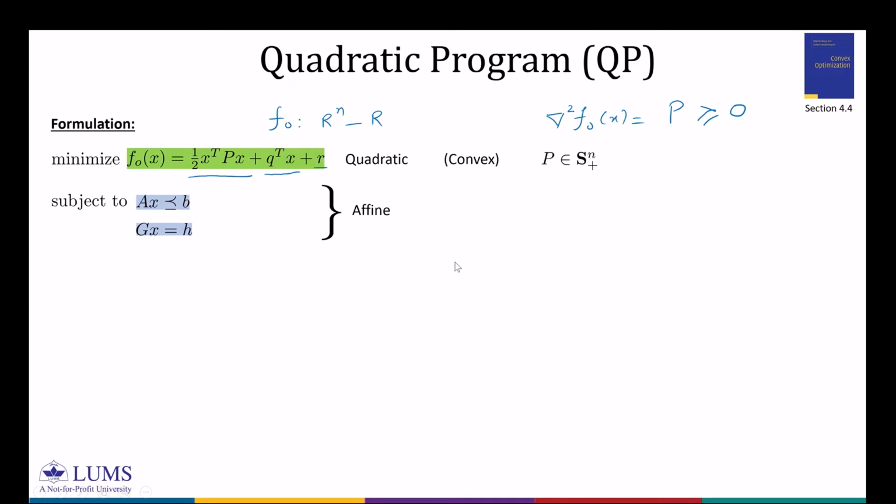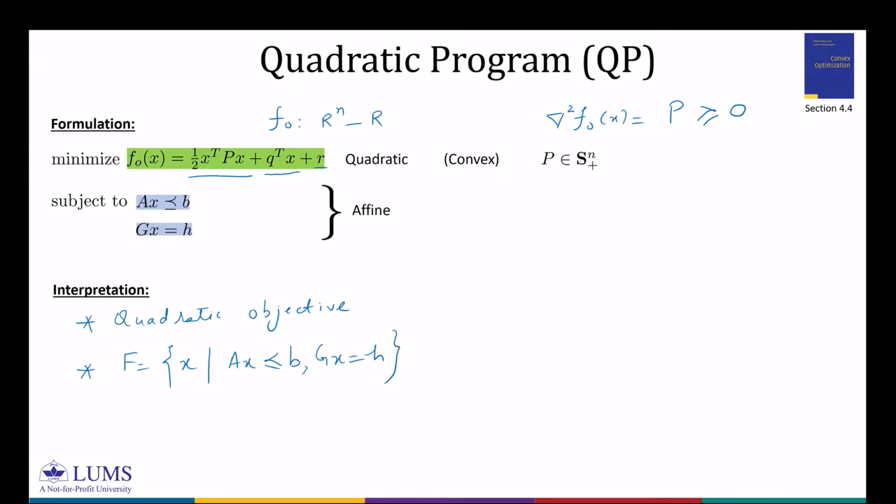Let's look at the interpretation of a quadratic program. So we want to minimize a quadratic objective function over a feasible set. What's the feasible set here? So the feasible set here is x such that Ax is less than or equal to b, and Gx is h. And this is a polyhedron, in fact. So we can say QP is minimization of a quadratic objective function over a polyhedron.